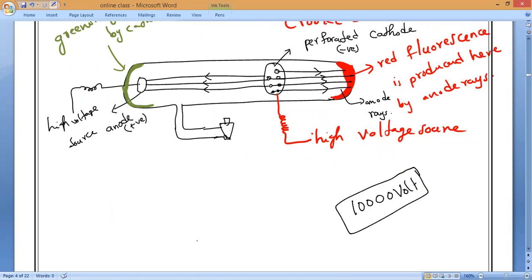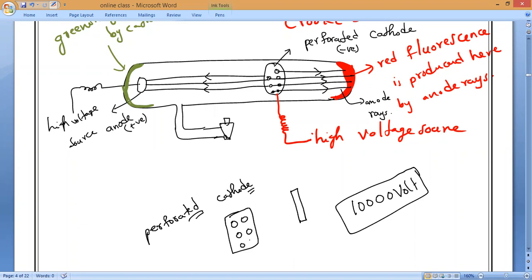So please all of you first write the meaning of perforated cathode. Perforated cathode means a cathode with holes. Before, we had taken the cathode as one rod like this. Now a perforated cathode means if this is the cathode, we make holes in it. That is what we call a perforated cathode. Are you clear, everybody? Yes, sir. That is the meaning of it.